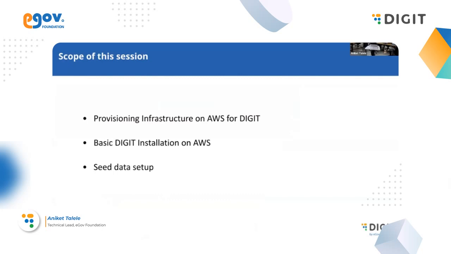First of all, we'll be provisioning infrastructure on AWS for Digit. Basically the hardware which will be required to run Digit, that will be provisioned. The second thing which we will do is the basic Digit installation on that provisioned infrastructure. And the next part will be seed data setup to get the application running.